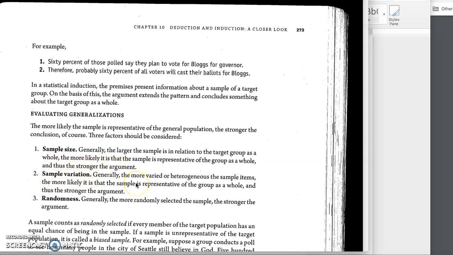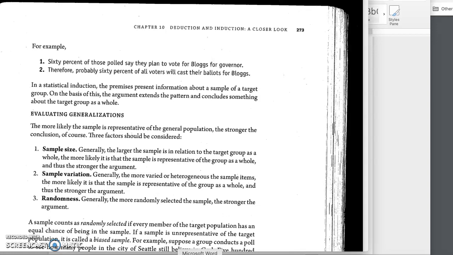Variation. So it shouldn't just be a sample of all the same things. It should be a representative sample of the group as a whole. And the more representative it is, the more likely the argument is to be strong. And randomness. The people or the things in the sample should be selected randomly. That makes the argument stronger.